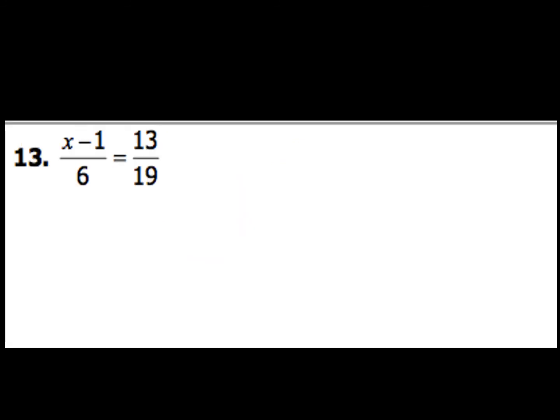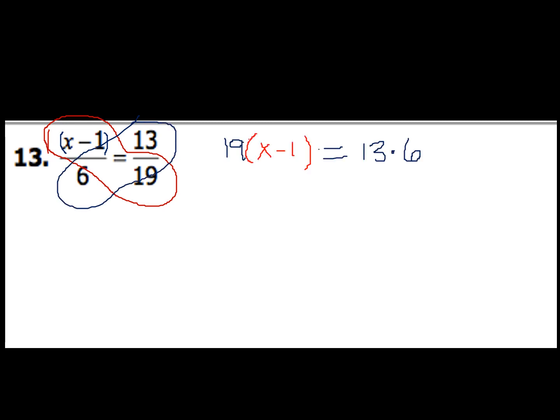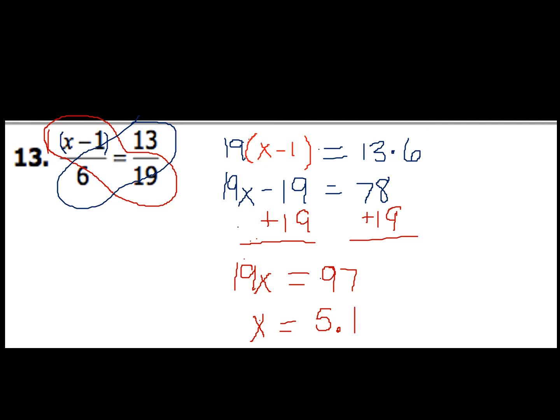Next, this one looks a little different. When you have two terms, we're going to go ahead and put it in parentheses, and we still are going to do our cross products. So we're going to multiply across here, and we're going to multiply across here. So let's see what the setup is. Here you go with the setup. Now let's distribute and solve. And there you have it. X is equal to 5.1.